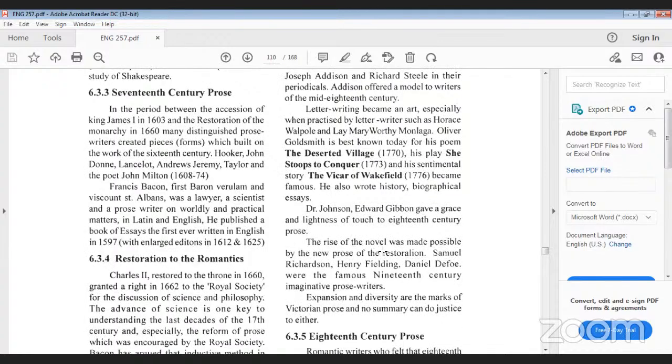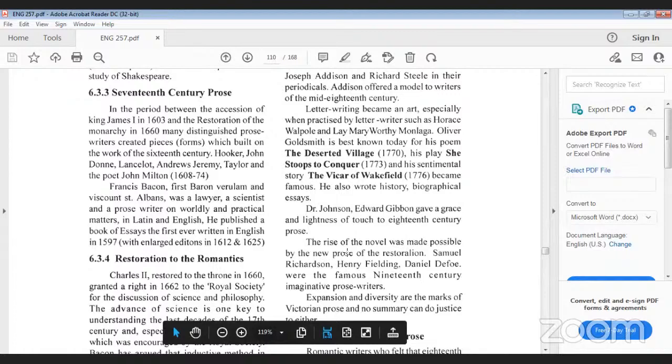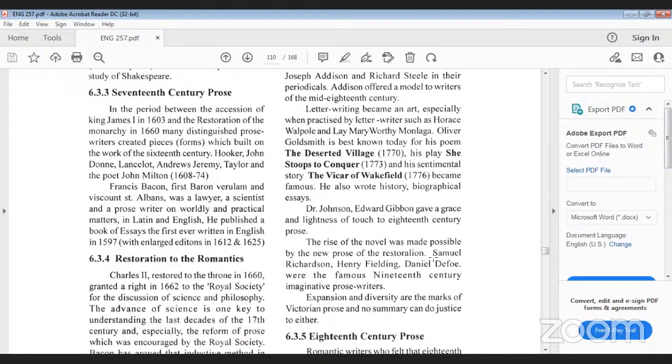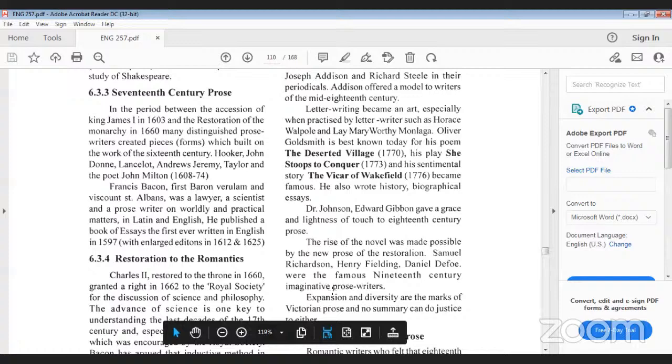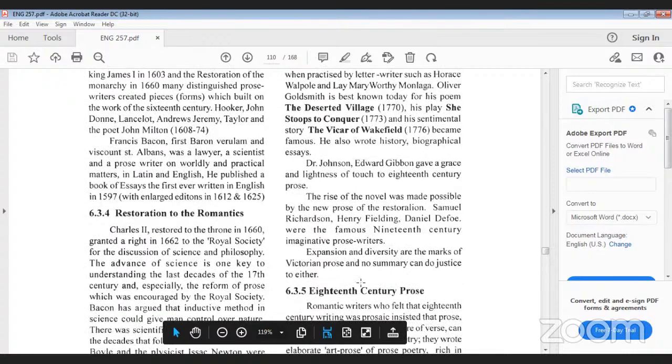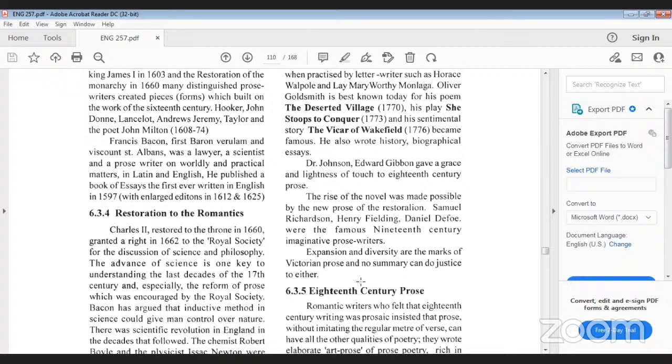The rise of the novel was made possible by the new prose of the Restoration. Samuel Richardson, Henry Fielding, and Daniel Defoe were the famous 18th century imaginative prose writers. Expansion and diversity are the marks of Victorian prose, and no summary can do justice to either.